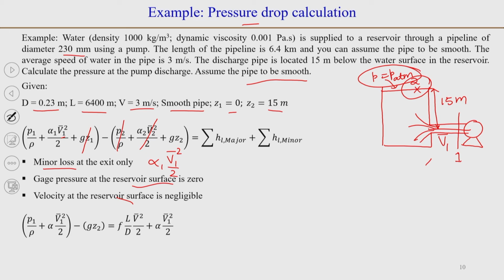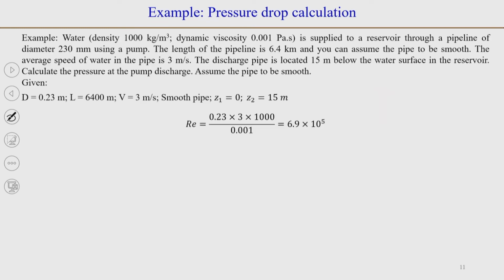So, we will have P1 by rho plus alpha V1 squared by 2 minus g Z2 is equal to the major losses, f L by D times V1 squared by 2, plus alpha V1 squared by 2. And you might see here that alpha V1 squared by 2 and alpha V1 squared by 2 will cancel out. So, on rearranging, you will get P1 by rho is equal to f L by D V1 squared by 2 plus g Z2, and the entire thing multiplied by rho. So, that will be our P1.